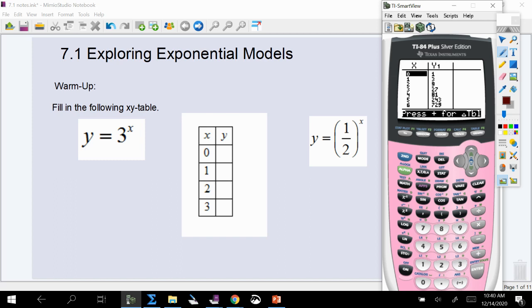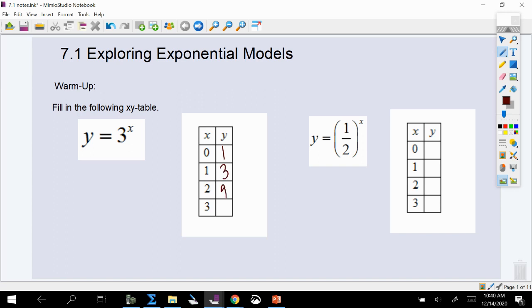So when I put 0 in, I get 1. When I put 1 in, I get 3. 2 is 9. 3 is 27. The one thing I am going to point out is 0, 1. And the reason I'm pointing that out is your y-intercept. Anytime you have 0 in your x column, in your x coordinate, that is going to be a y-intercept. And we're going to use that as we go on today. That's going to be something you'll be asked about.